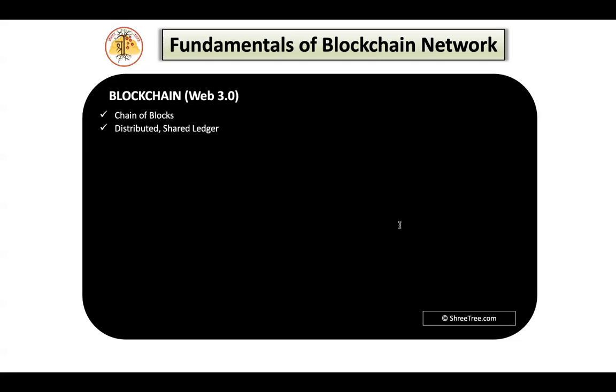We can also say blockchain is a distributed ledger. It's a record of transactions that is owned by everybody. There is no single entity or corporation that owns those records or transactions.